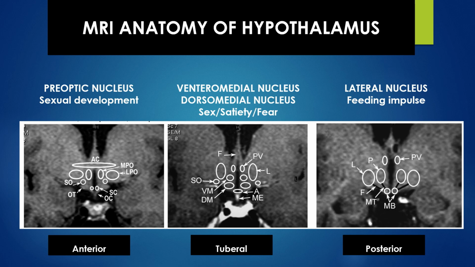Again, same thing: anterior, tuberal, and the posterior component. The preoptic nucleus is going to deal with sexual development. The ventromedial and dorsomedial nucleus is going to deal with sex, anxiety, and fear. The lateral nucleus is going to deal with feeding impulse.